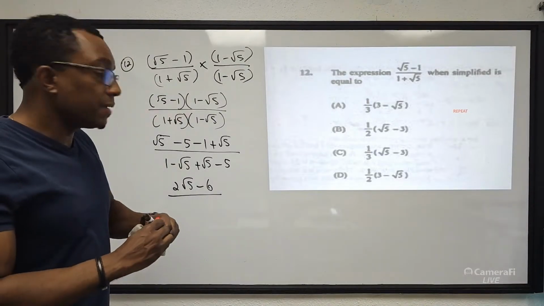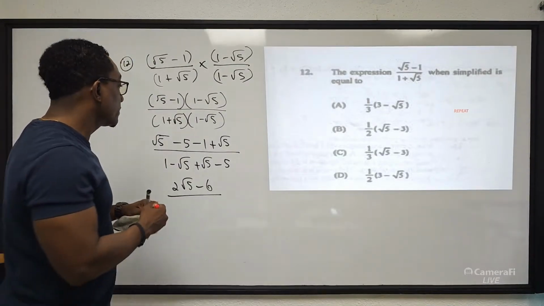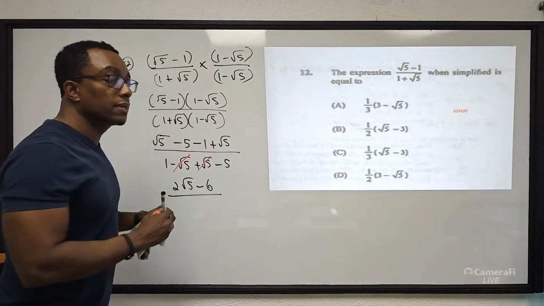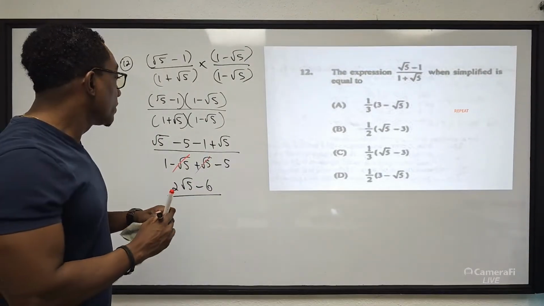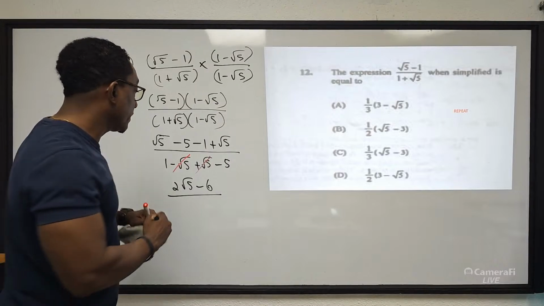All over, let me simplify my denominator. Of course, my negative square root of 5 and positive square root of 5 will become 0, and I'm going to be left with 1 minus 5, which is negative 4.